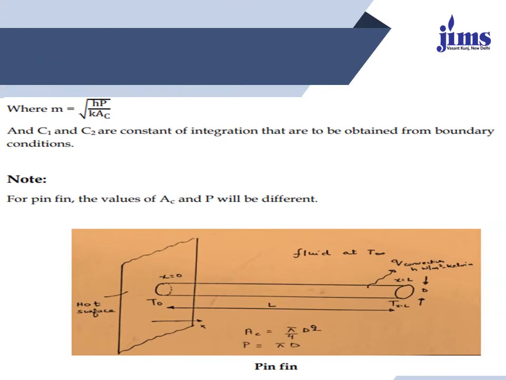This is the first case, where the fin is inserted into a hot surface, and the other end is subjected to the ambient temperature. C1 and C2 are the constants of integration, and they are to be obtained from the boundary conditions. Note that for a pin fin, the values of A cross-section and P will be different.